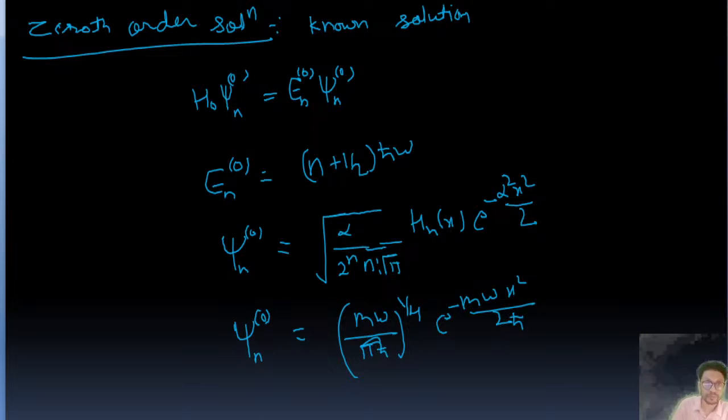Okay, and we know the value of alpha is root of m omega upon h cut. This we know. So you can check my previous lecture of quantum harmonic oscillator, you will get all these details. Okay, so this is the ground state wave function and ground state energy. This is known, we know it.